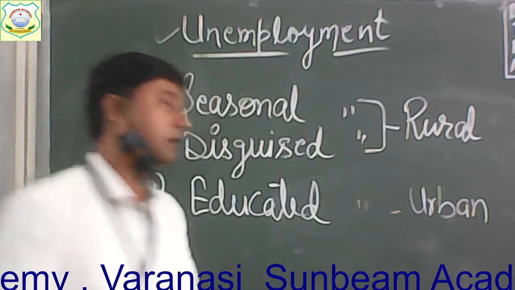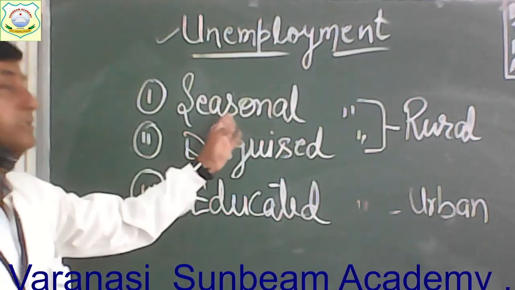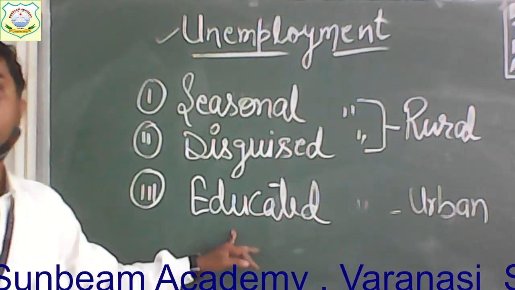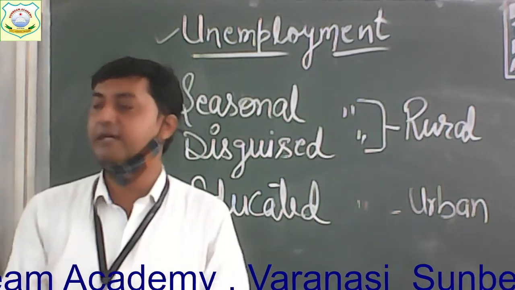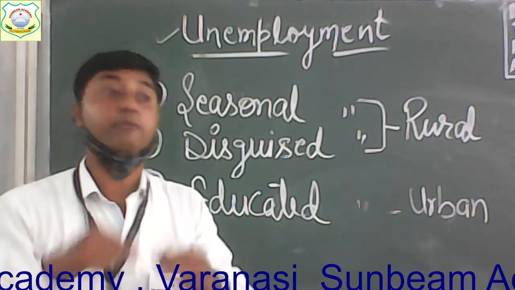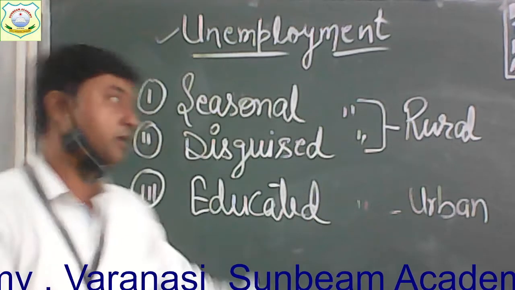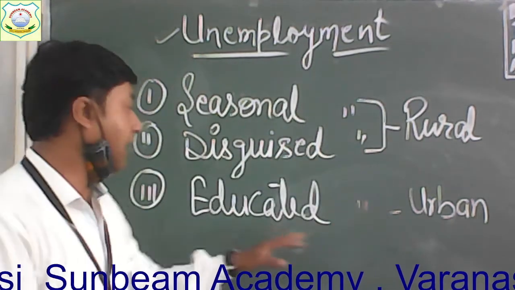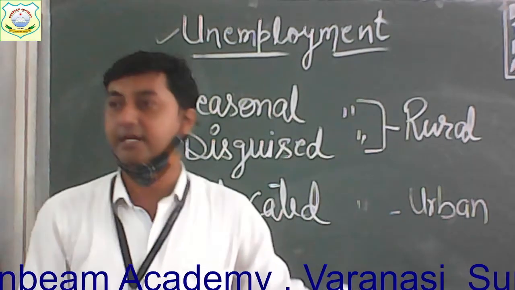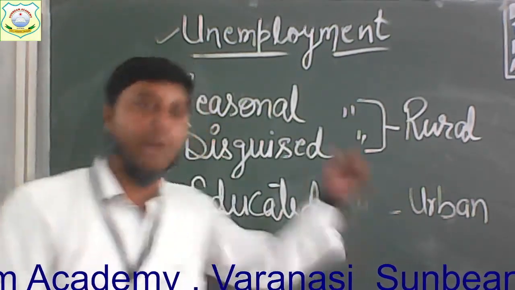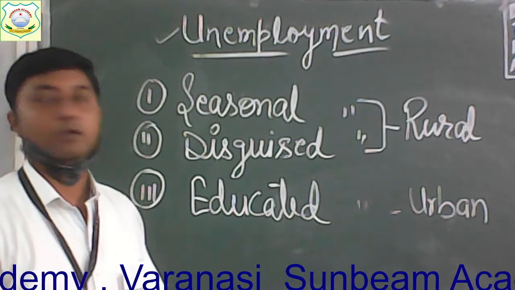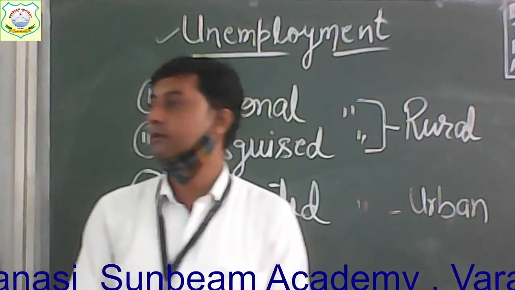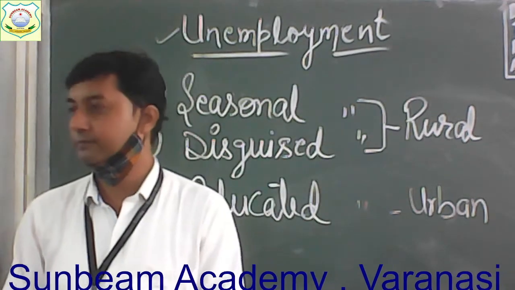Look, either it is seasonal or disguised or educated, they all are found in rural areas as well as urban areas, but mostly or mainly where is it found? Seasonal and disguised unemployment are in rural areas and educated unemployment is in urban areas. Because I have already explained these terms, now I will call you one by one to explain.